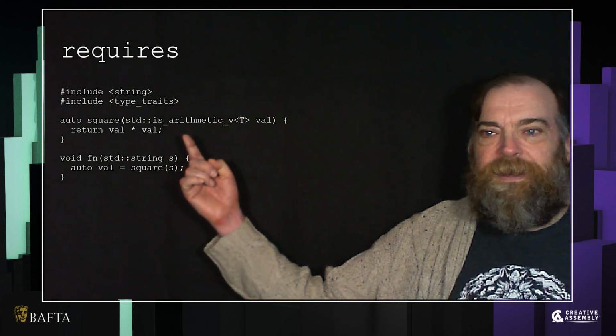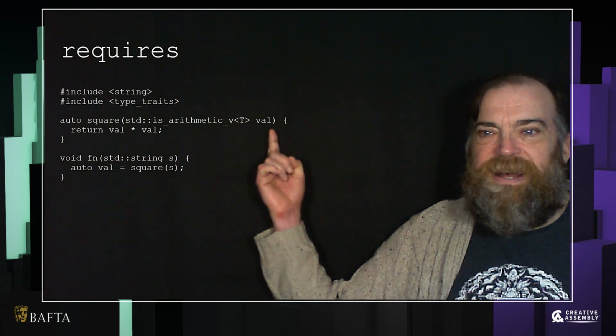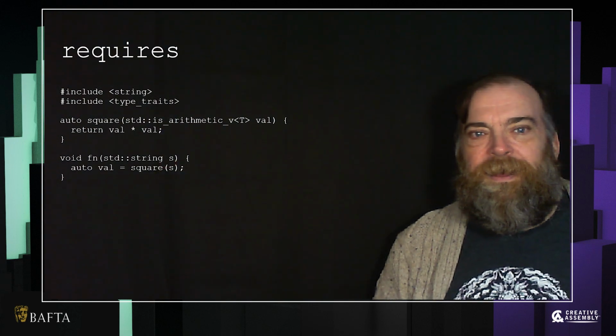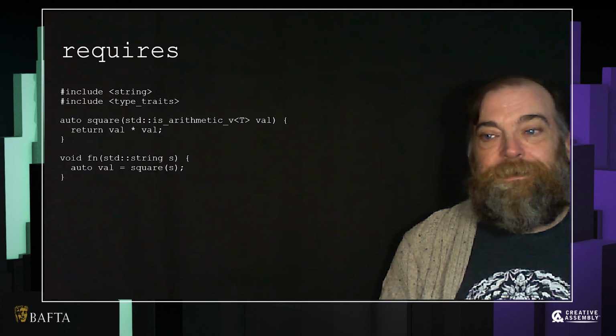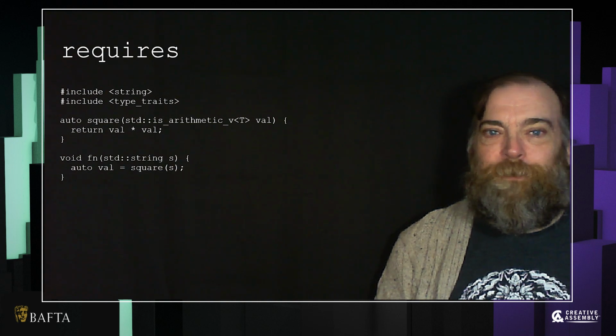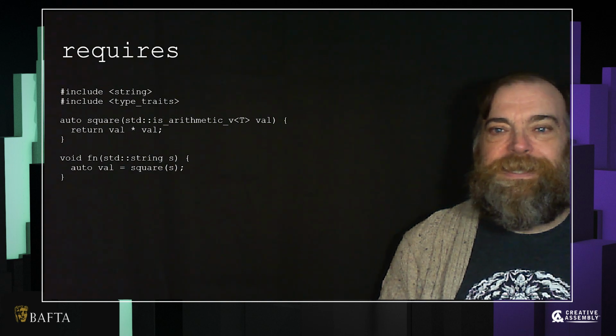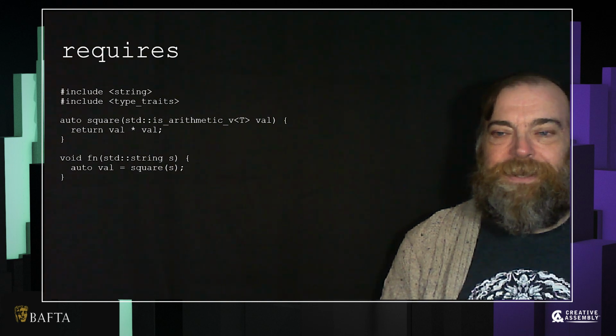What are we doing? Arithmetic, something like that. That looks to me like a function that takes a type that must be arithmetic. Unfortunately, again, we have a parsing problem. How do we signify that we are parsing a constrained type?